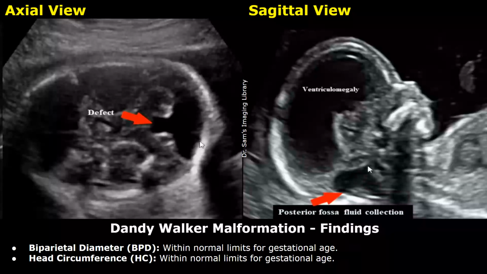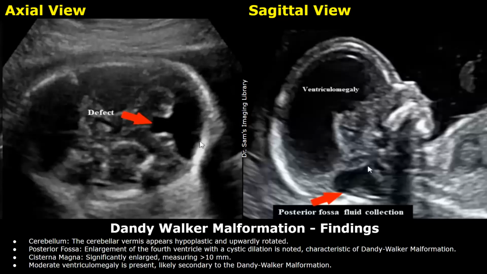This is a report for Dandy-Walker malformation. These are the findings. The BPD and HC are normal. Cerebellum: the cerebellar vermis appears hypoplastic and upwardly rotated. Posterior fossa: enlargement of the fourth ventricle with a cystic dilation is noted, characteristic of Dandy-Walker malformation.